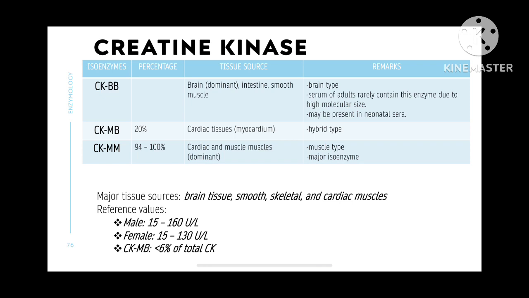The three isoenzymes have been designated as CKBB, or the brain type, the CKMB, which is known as the hybrid type, and the CKMM, known as the muscle type. On electrophoretic separation, CKBB will migrate fastest toward the anode and is therefore called CK1. CKBB is followed by CKMB, or CK2, and finally by CKMM, or CK3, exhibiting the slowest mobility.